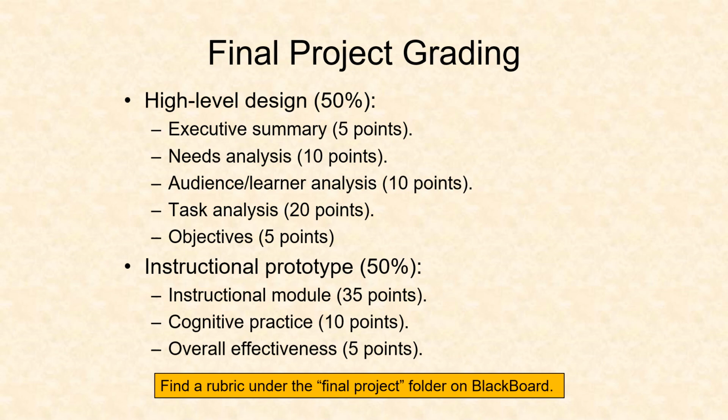This is an overview of the grading of the final project. The high-level design we've discussed in great detail. In your instructional prototype, keep in mind that your task may involve many modules to teach it, but you're going to develop one. So your instructional prototype will be looking at the instructional module itself. We're going to look at the cognitive practice to make sure you're reducing cognitive load, and we'll also grade on the overall effectiveness of your training product. You can find a specific rubric under the final project folder on Blackboard.